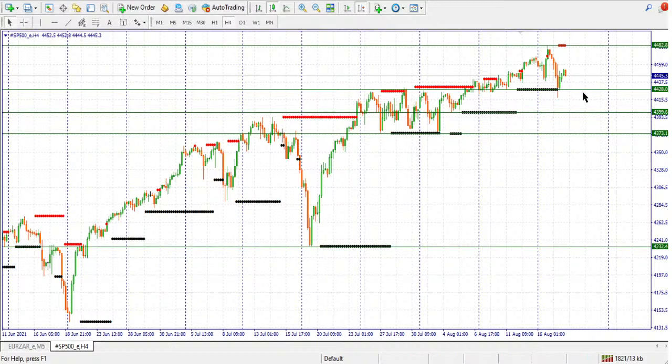If it gets to this point, we'll buy it. If it comes to this point, we'll buy it. If it gets to this point, we'll still buy it. And if the price comes back up to this point, then we'll still buy it.